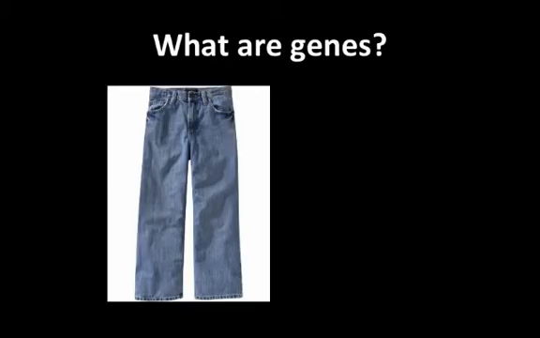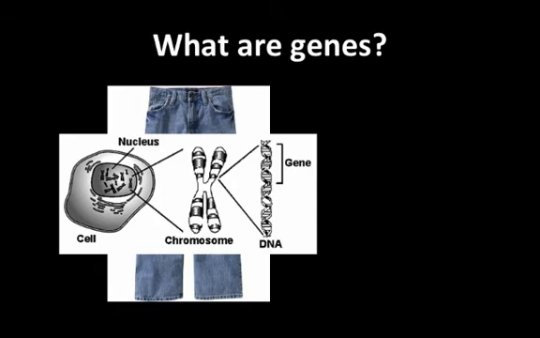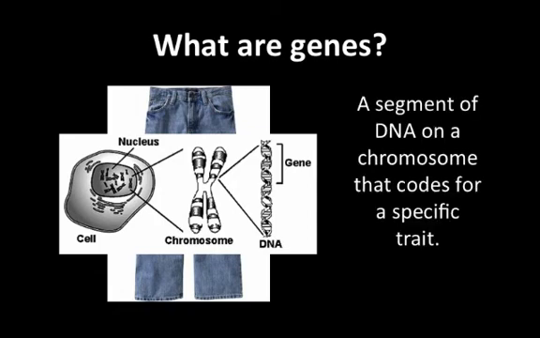And what are genes exactly? So inside of our chromosome we have a lot of genes, and a gene is simply a segment of DNA that codes for a specific trait. So it's going to code for eye color, or it's going to code for hair color.